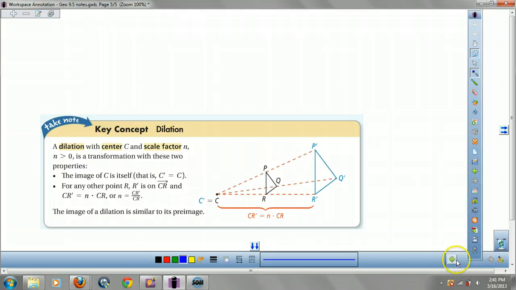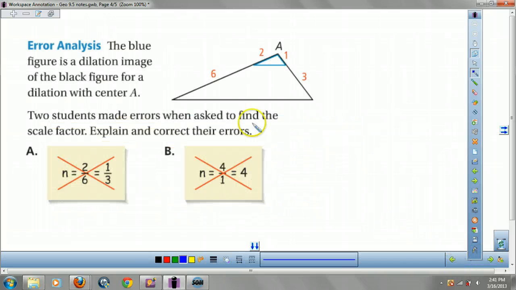It's on the last slide. Why is that there twice? Okay. The blue figure is a dilation of the black figure with center A. Two students made errors. You need to explain and correct their errors. Okay, how do we get from the little triangle to the big triangle? That's the question.